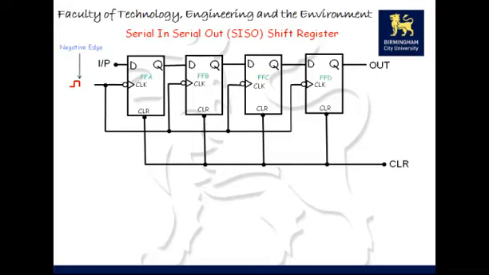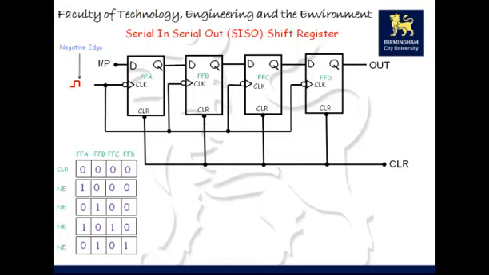We have a clear line here as well. I've not shown the load line here. I did show it on the block diagram, but not internally. But there should be a load as well there, for the reasons I explained in part 1. Now, let's have a look.